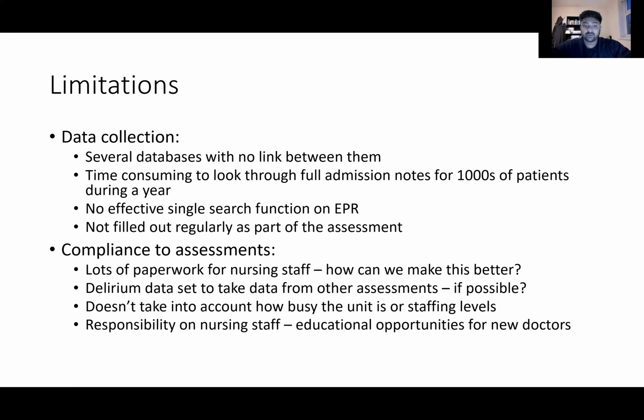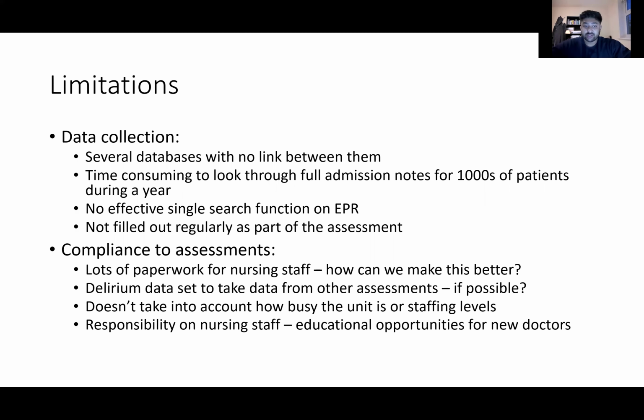Now, looking at the actual compliance, unfortunately, we've got into this habit of having lots of paperwork for nursing staff. How can we make this better? Again, I think it's something that needs working on from all angles, from the nursing side and the medical side, trying to streamline a process that makes it easier for nursing staff with the amount of paperwork that they have to do, so they can actually care for patients.